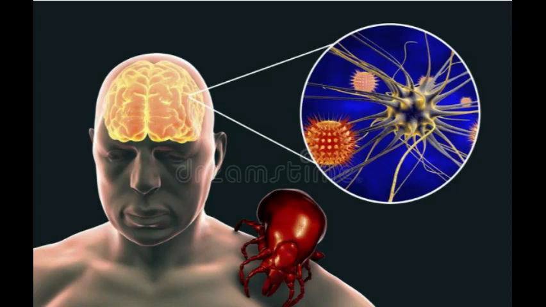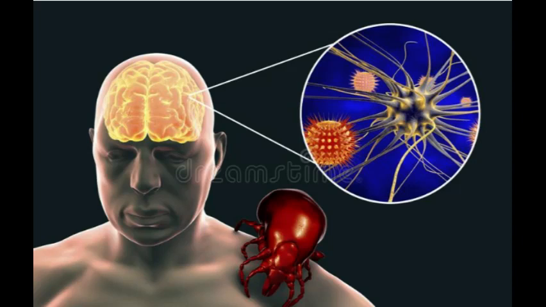Prevention of arboviral encephalitis involves reducing exposure to mosquitoes and ticks. This can be done by using insect repellent, wearing long-sleeved clothing, and avoiding outdoor activities during peak mosquito and tick activity times. In addition, mosquito control measures, such as eliminating standing water and using insecticides, can help reduce the mosquito population. Vaccines are available for some types of arboviral encephalitis, such as WNV, for horses, but not yet for humans.